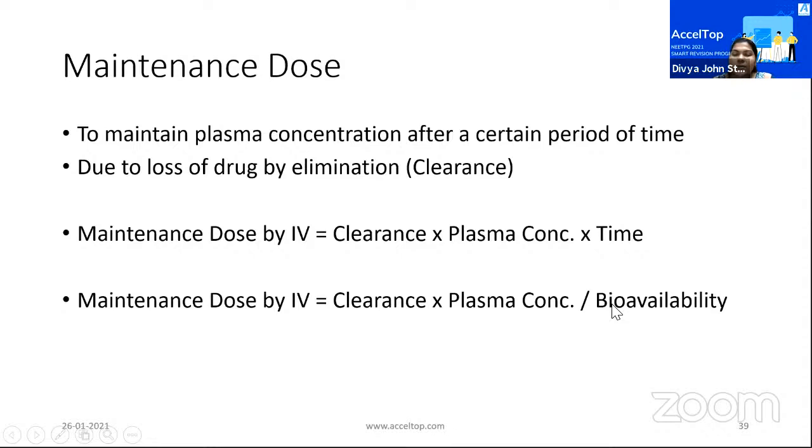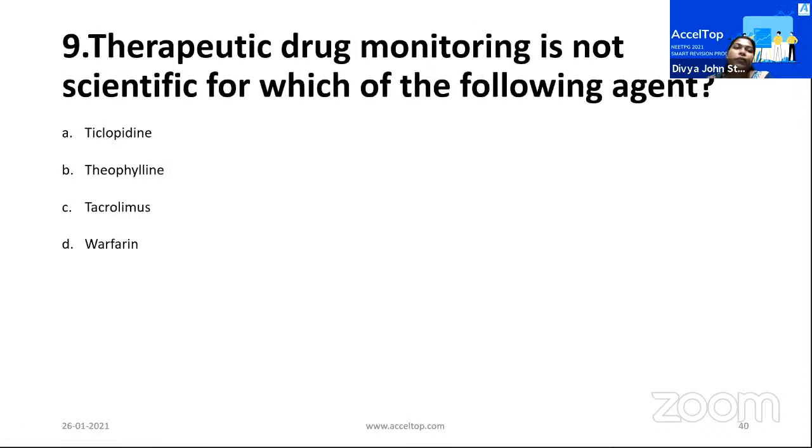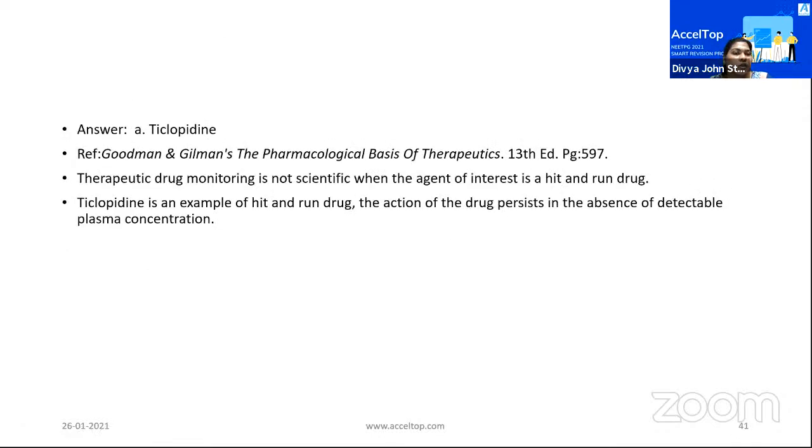Right. The next question is, therapeutic drug monitoring is not scientific for which of the following agents? So now we are talking about plasma concentration, right? The next concept that we'll be testing in general pharmacology is about therapeutic drug monitoring. Among these options, ticlopidine, theophylline, tacrolimus, and warfarin, which do you think is not rational to do a TDM, a therapeutic drug monitoring? So the answer is ticlopidine.